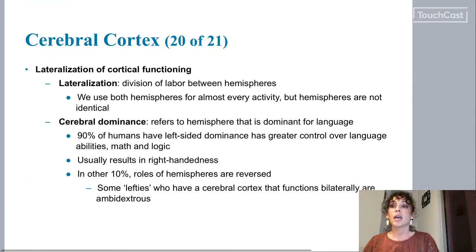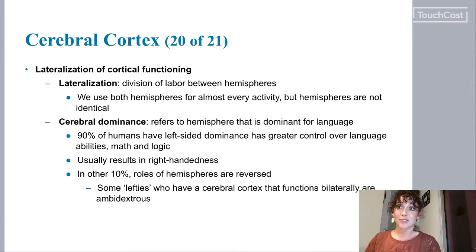Okay. So this probably is one of the more interesting parts of this chapter that I really like. It talks about our cortical functioning and our lateralization, so how we divide work between our left and right hemispheres. We know that we use both hemispheres for almost every activity, but these hemispheres are not equal in terms of functioning and what they do. They're not identical. Our cerebral dominance means which hemisphere is dominant for language. So it's not necessarily the same for everybody.